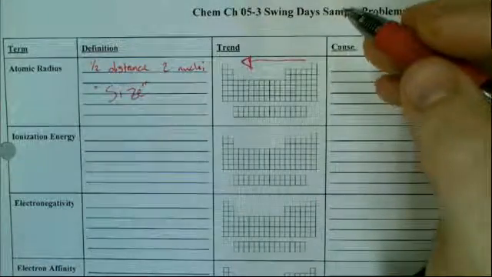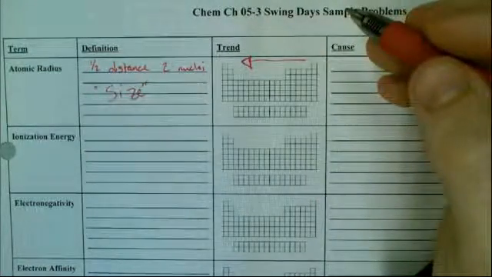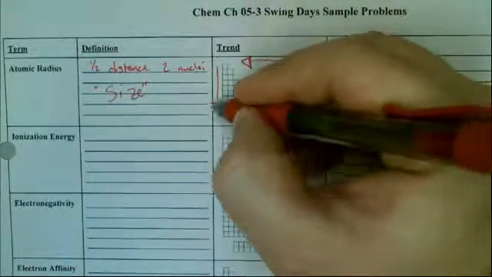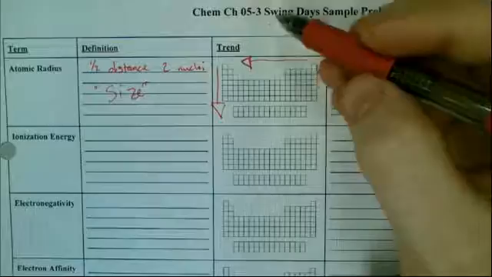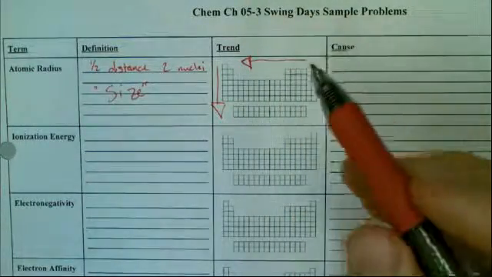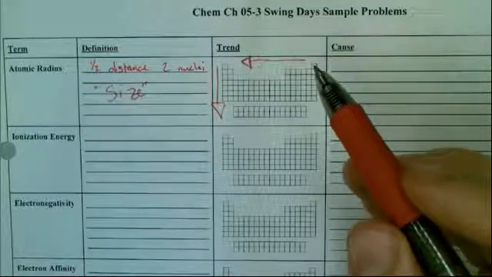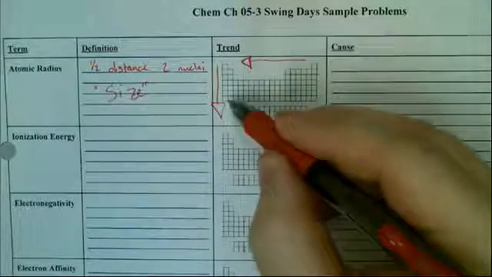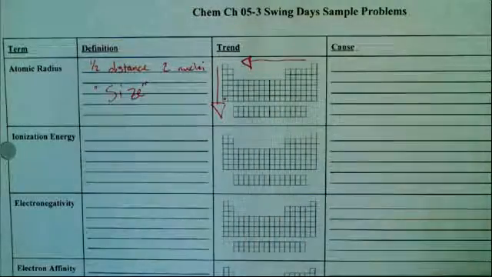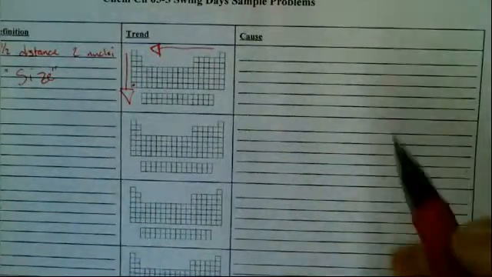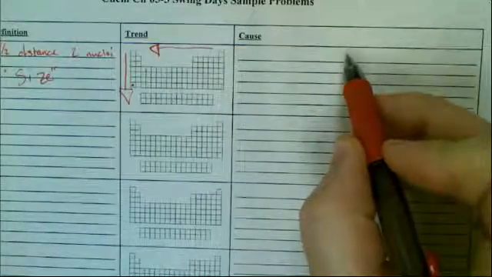All right, now what's the group trend for atomic radii? Yeah, so I'm going to draw my arrow this way. So that means the single largest atom on the periodic table in terms of atomic radius would be this guy. Real big. Real big. But here's the thing. Why? Why is this the case? So what did you guys come up with?